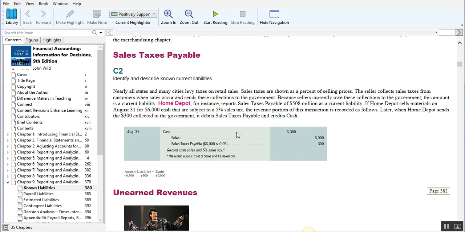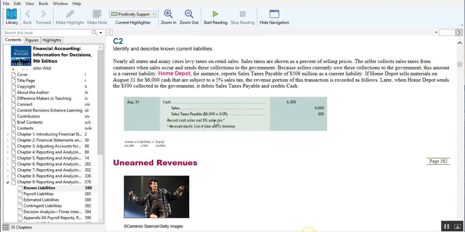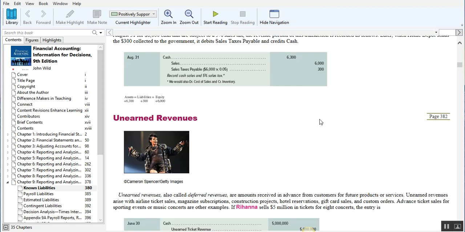Here's an example. We have a cash sale of $6,000. We're going to collect 5% tax on it, and that tax will be $300. So we'll collect a total cash of $6,300, but $300 of it belongs to the state. So when we sell that, we'll establish this liability that we'll owe this money to the state. So that's a short-term liability, and we will need to reconcile that every month and typically pay sales taxes at least once a month.